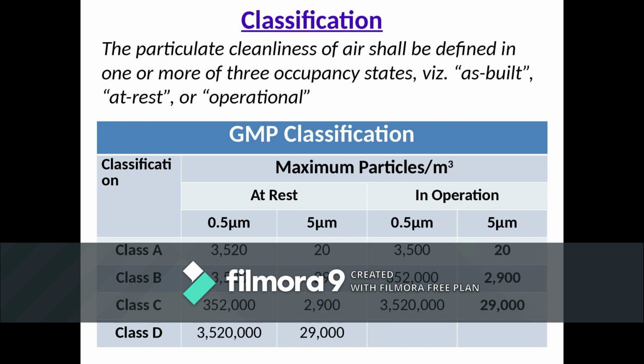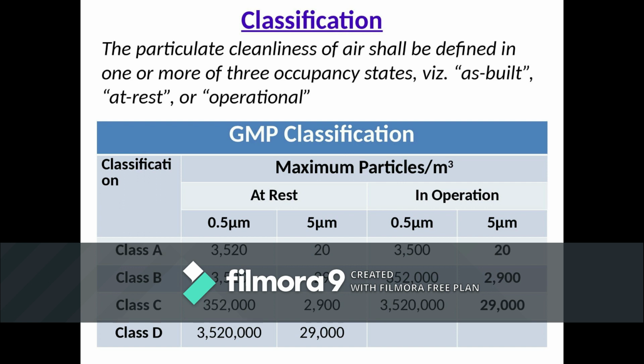So here is the classification, the GMP classification. The particular cleanliness of air shall be defined in one or more of three occupancy states, which are as built, at rest or in operation. So this is the classification: class A, B, C and D. At rest, 0.5 and 5 micron, we are taking. Why are we taking only these sizes? Because in pharmaceuticals we consider only these. Otherwise there are many more classes, but in pharmaceuticals we consider only these classes.